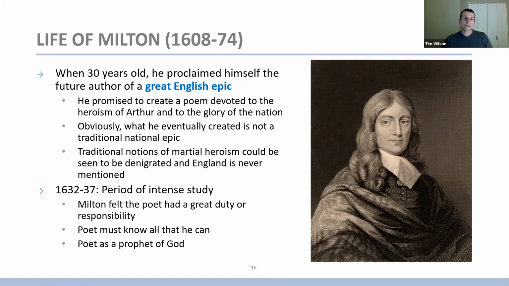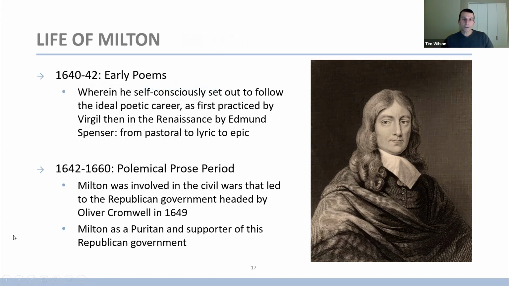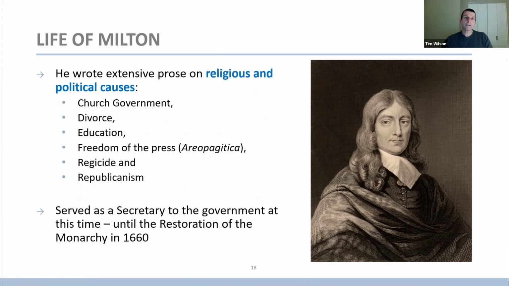So I mentioned a period of intense study where he needed to try to learn everything he could. He had a period of writing his early poems. This 1642 to 1660 is what we could call a polemical prose period. He's writing to support the Republican causes, writing a lot of pamphlets, writing other tracts in prose in support of different issues, critiquing elaborate church government, pro-divorce, on education, on what you need to teach an educated, free people. Okay, so that's very important.